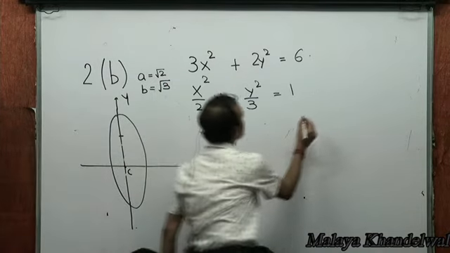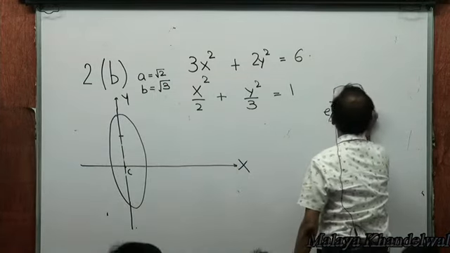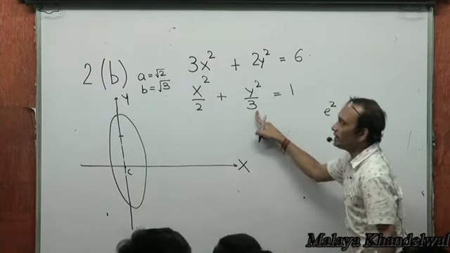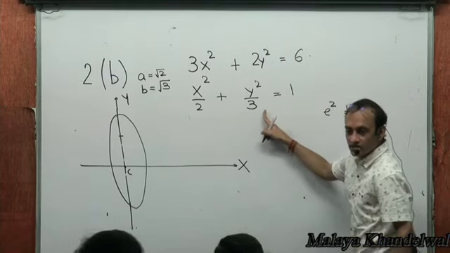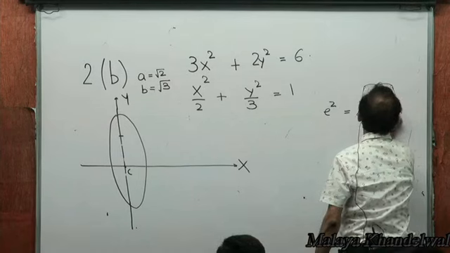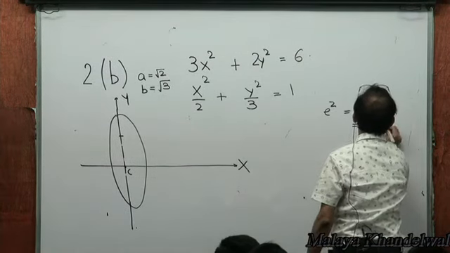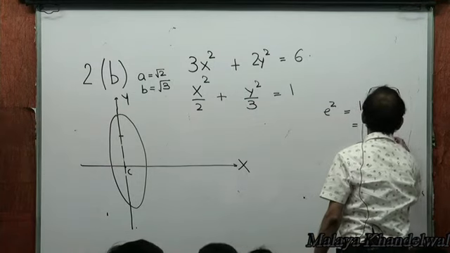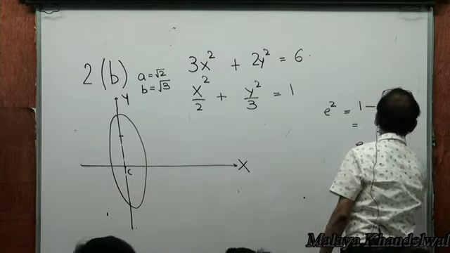The eccentricity of this ellipse, e squared, is 1 minus, in this case, 2 by 3, the smaller by larger, right? 1 minus 2 by 3, which is 1/3. The eccentricity therefore is 1 by root 3, right?